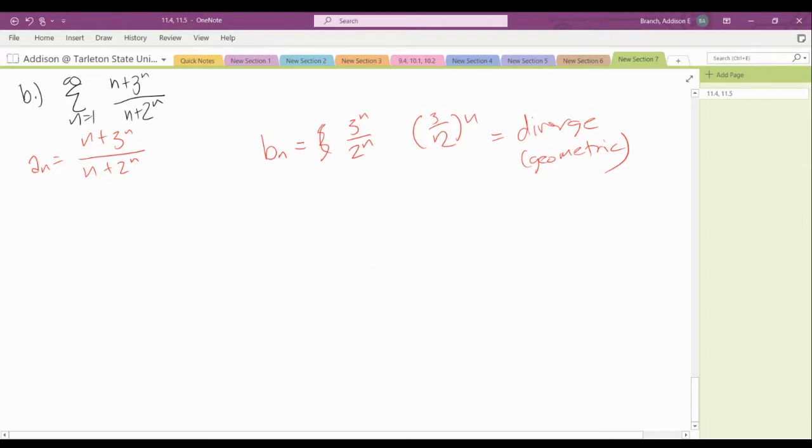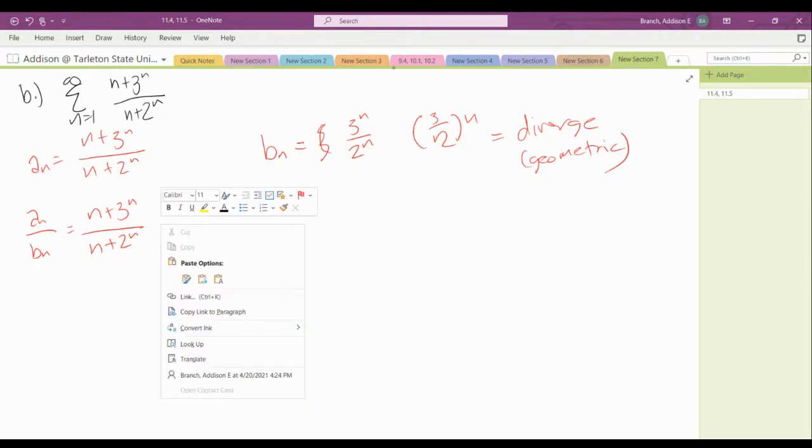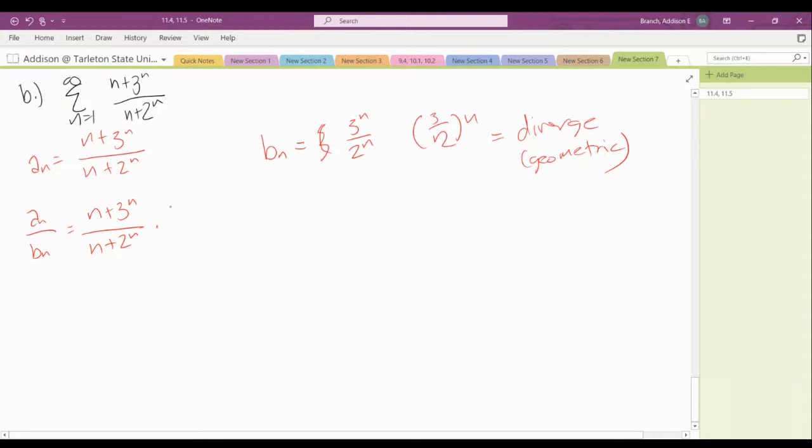So let's go ahead and see what we get. Our a sub n over b sub n is going to be n plus 3 to the n over n plus 2 to the n. We're going to divide, so I'm just going to flip, multiply times the reciprocal, and get 2 to the n over 3 to the n. So if we cross multiply, we're going to get n plus 3 to the n over 3 to the n times 2 to the n over n plus 2 to the n.